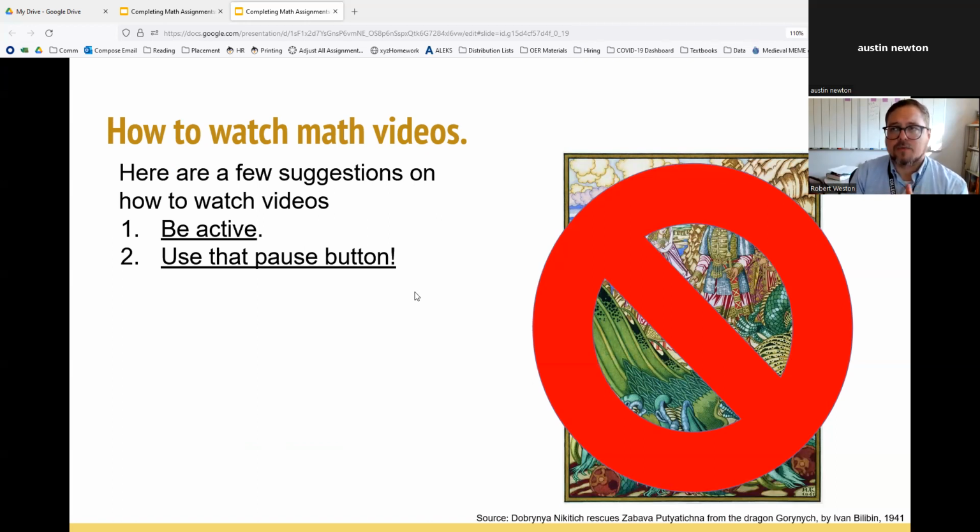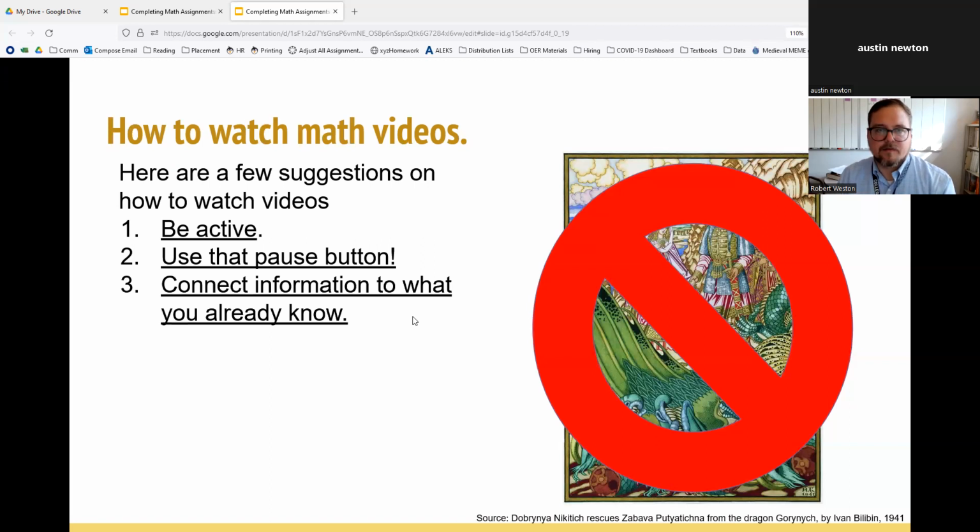Use that pause button to write down definitions or go back to your notes or do any other million things to help your brain connect what the video is saying to your course material. And again, connect information to what you already know. If we segregate things like, this is math class, and this is physics, and this is biology, we're going to have a bad time. Don't do that. Build those connections. That's what we want to see.